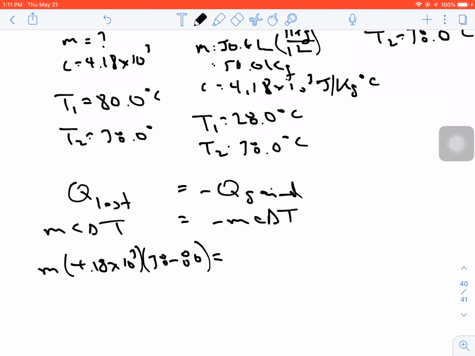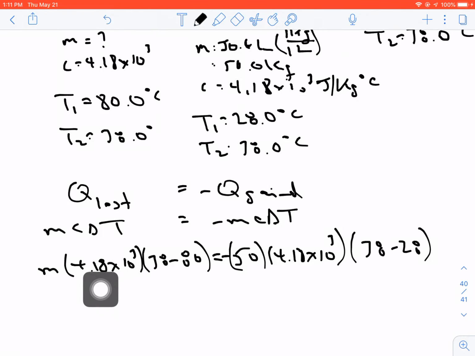On the other side, I have a mass, which is 50 kilograms. Need a negative sign in there. Don't forget my negative sign. Times the C value, 4.18 times 10 to the power of 3 times my delta T, which is final minus initial. Notice that I've got 4.18 times 10 to the 3 here and also over here, so I can cancel them. Just get rid of them, make the math a little bit easier.